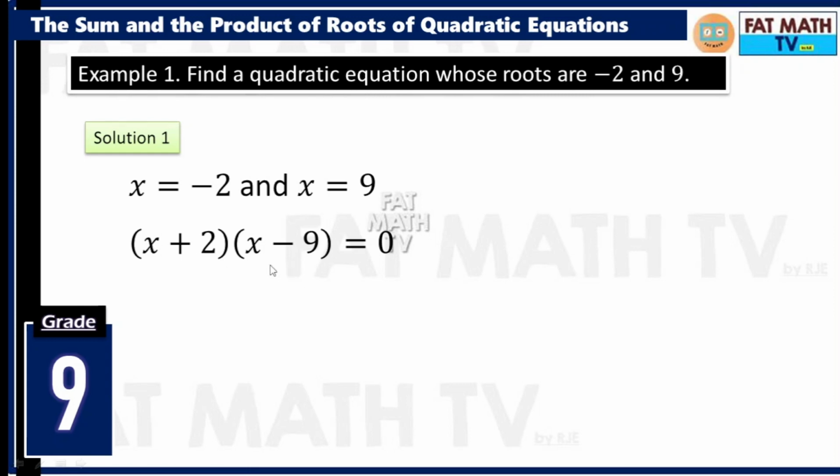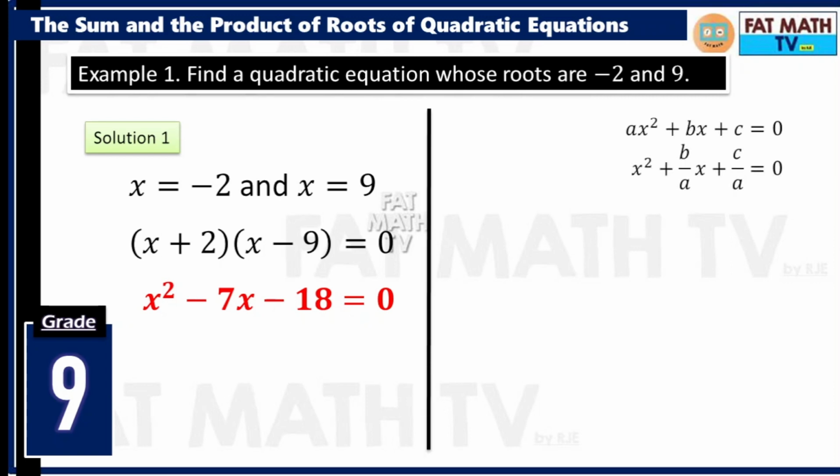And then you expand and simplify this. You will have x squared minus 9x plus 2x minus 18 equals 0. Or that is simply x squared minus 7x minus 18 equals 0.